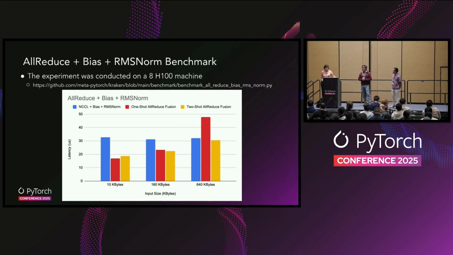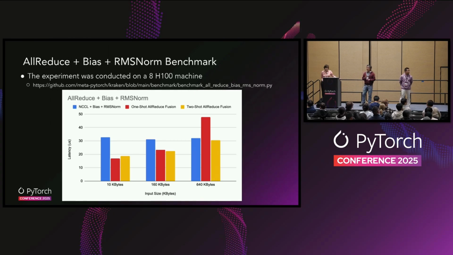So finally, we also implement a two-shot all-reduce, and we experiment on H100 machines. We can see that for small input size, our symmetric memory implementation actually outperforms NCCL communication by twice as fast. When we increase the input size, the gap becomes smaller. And eventually, yes, we need to switch back to NCCL's implementation.